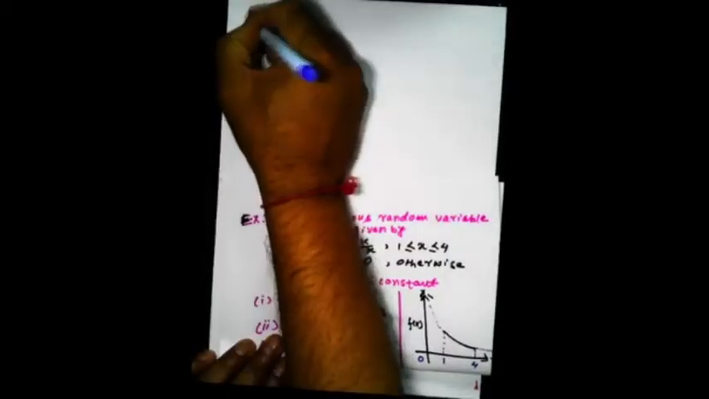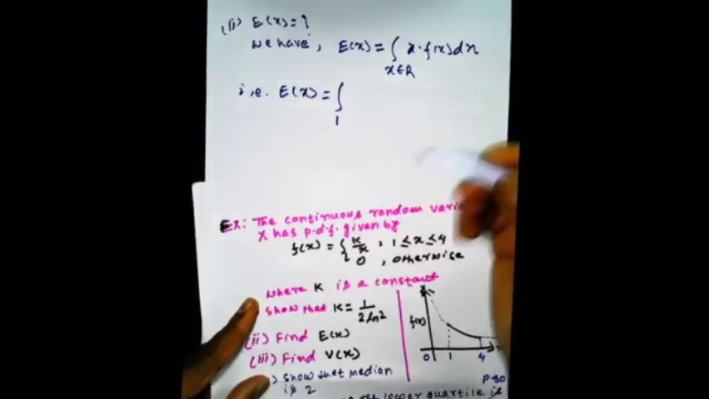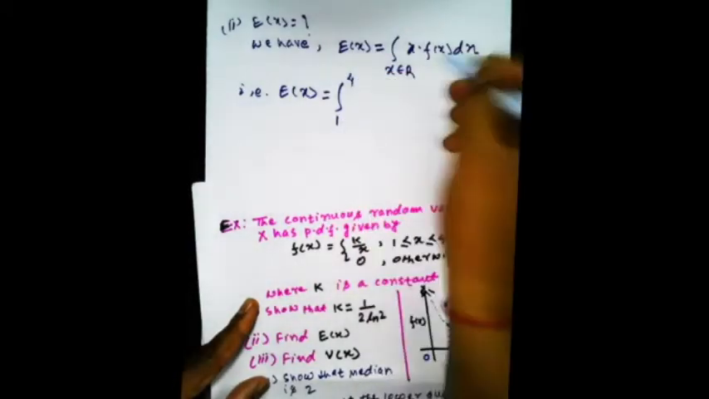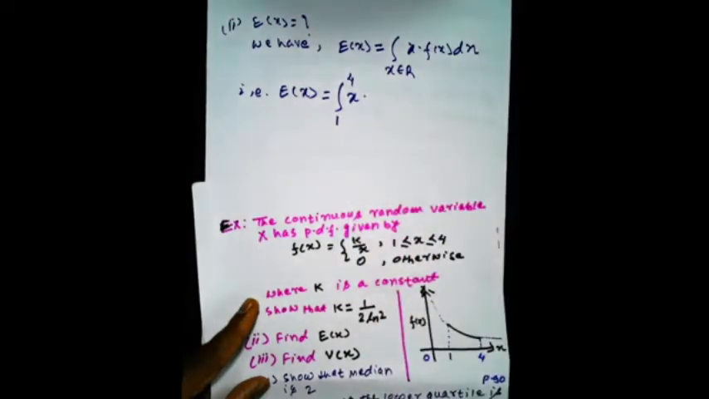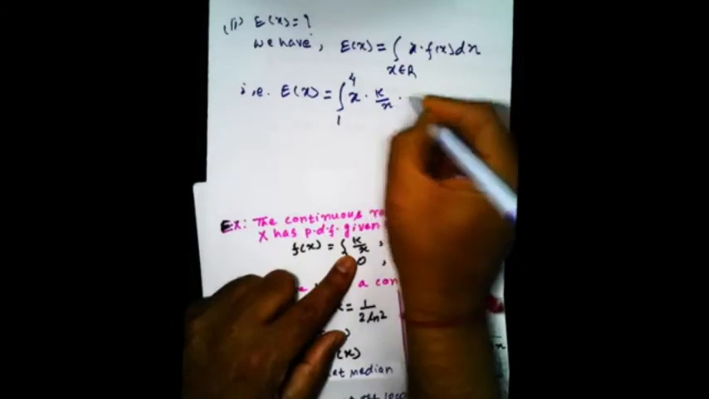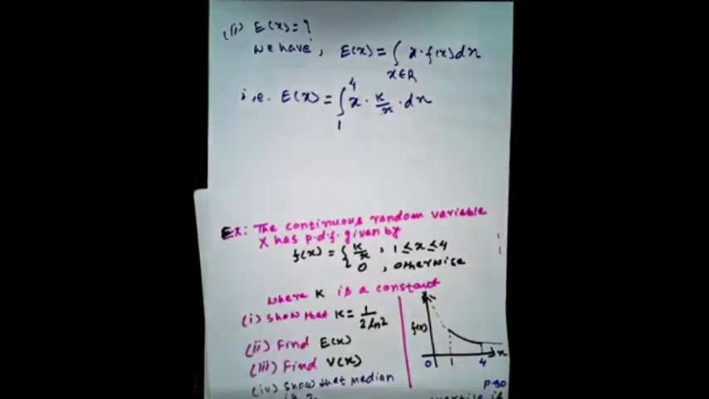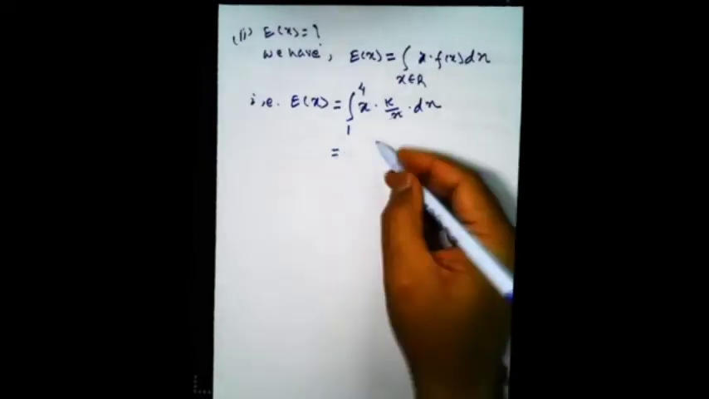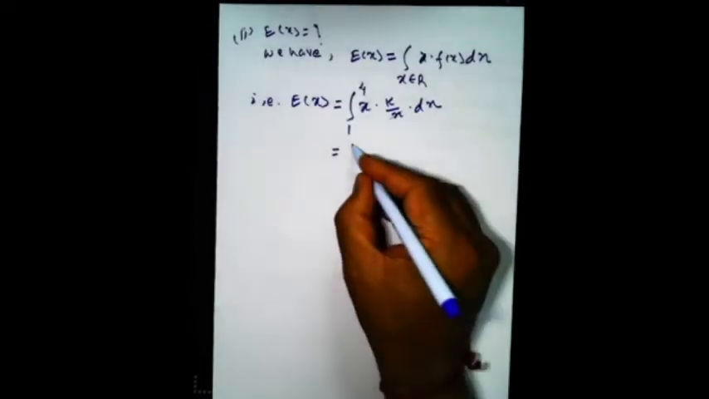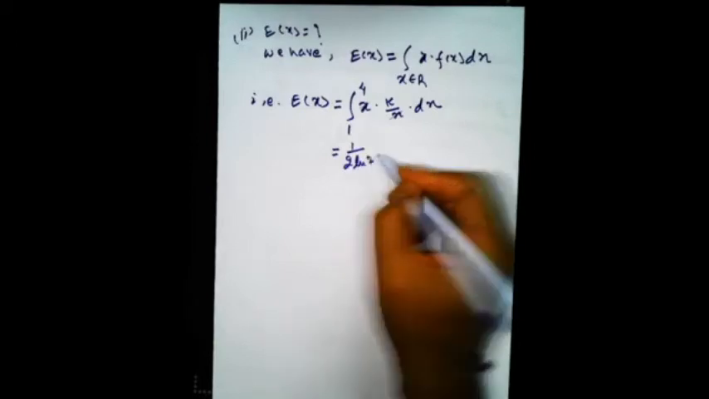Okay, in the next part of this example, part 2, you have to find E(X). Take the range of values of x from 1 to 4, and f(x) is k by x, and then we write dx, so it's easy now. These two x's are cancelled out, and we already have the value of k obtained here, that is 1 by 2 ln 2. So we take this k value outside.